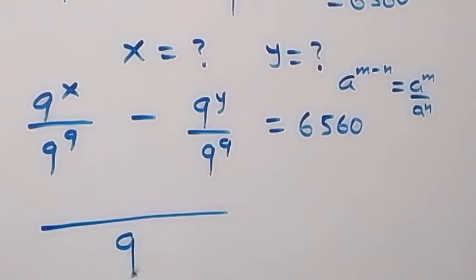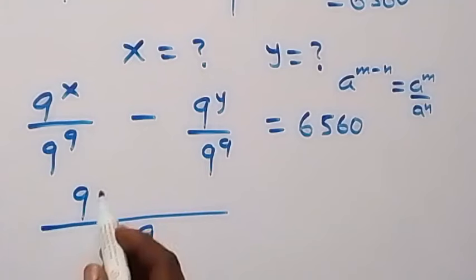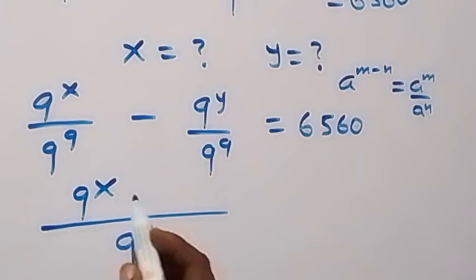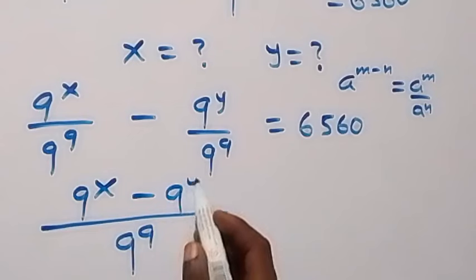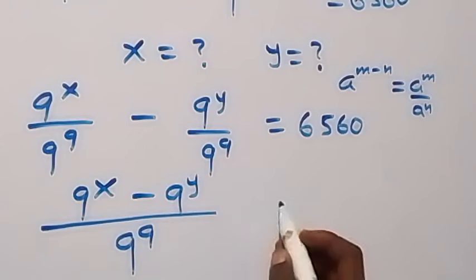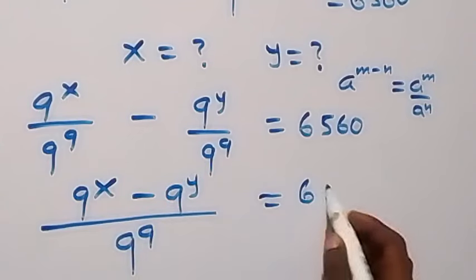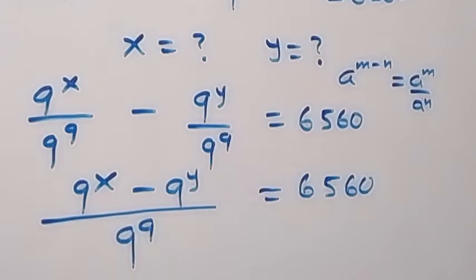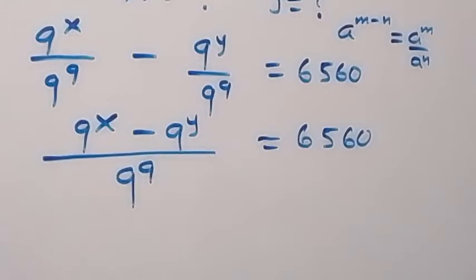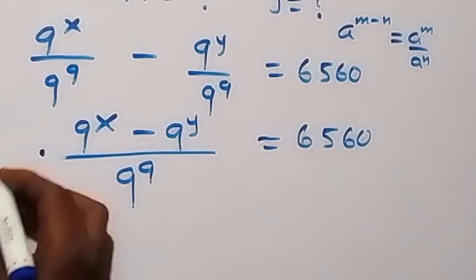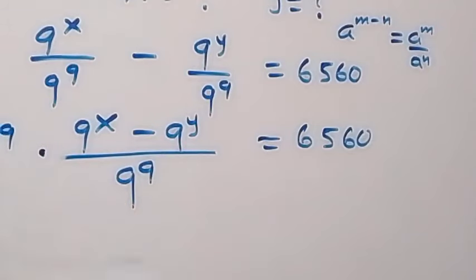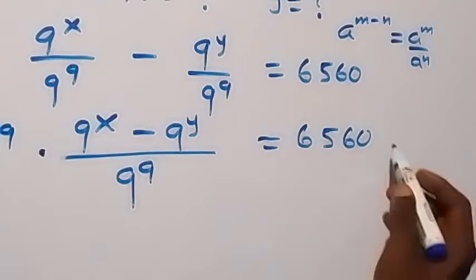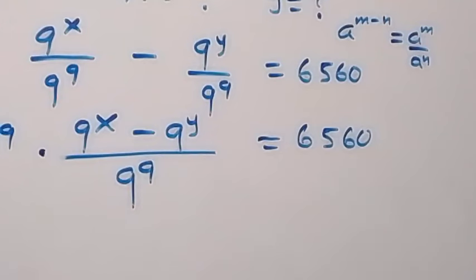The denominator is still 9 raised to power 9, and here we still have 9 raised to power x, then minus 9 raised to power y, which equals 6560 on this side. Then next we can multiply both sides by 9 raised to power 9. Also we multiply this side by 9 raised to power 9.